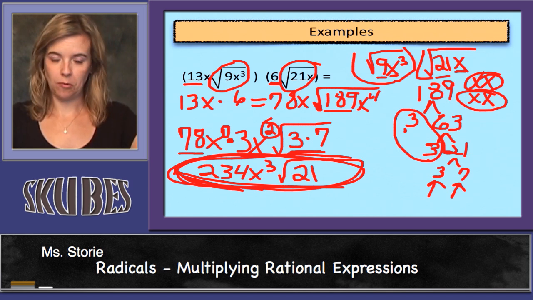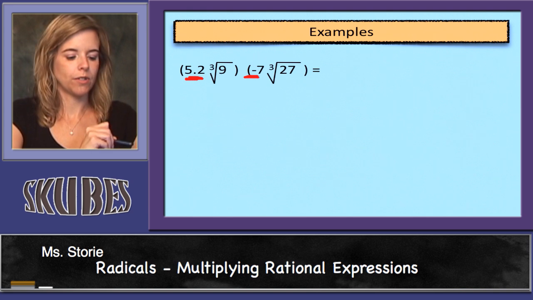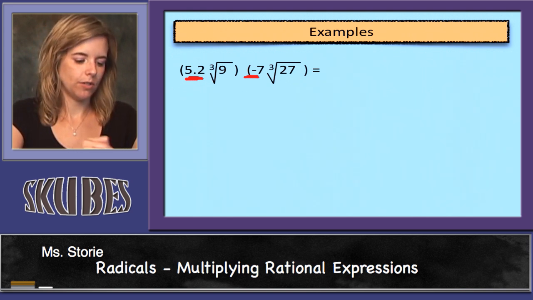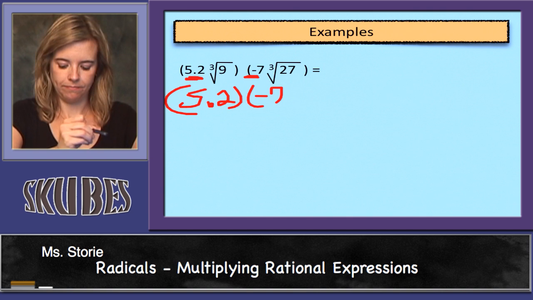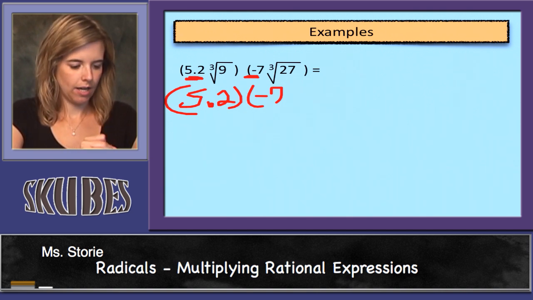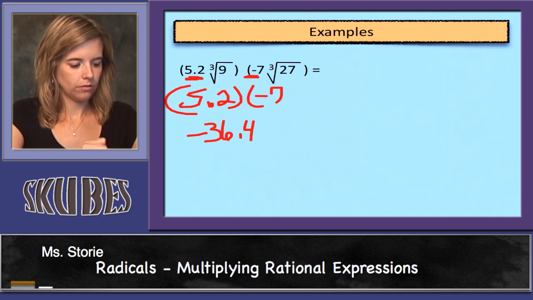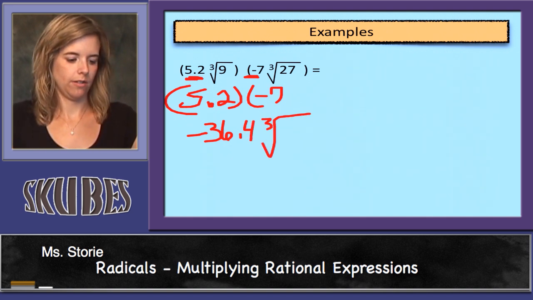Let's try another example. Now we're going to deal with decimals. It works the same way. And this time, look, we don't have any variables. So first thing we're going to do is take the whole numbers, 5.2, and multiply by negative 7. So if we do that, we're going to get negative 36.4, and we're going to have to figure out what that cube root underneath is going to be.